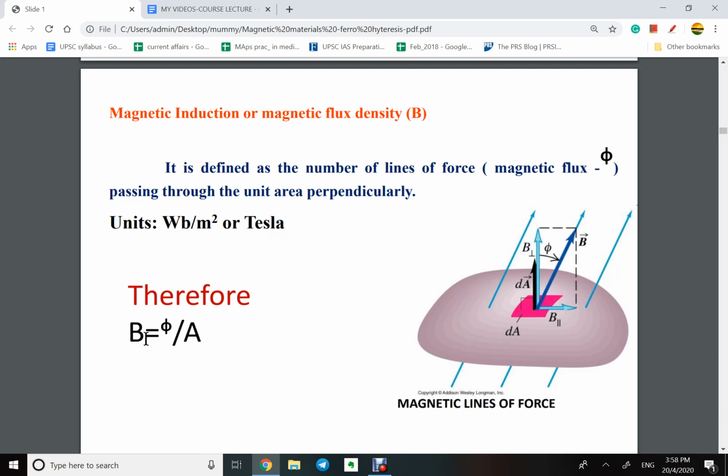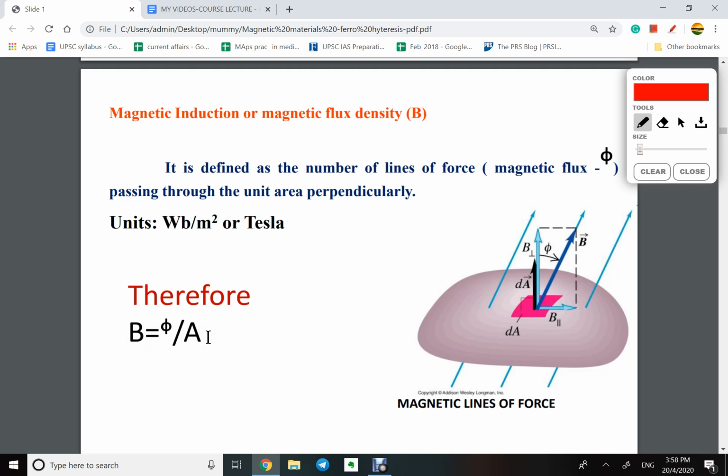Now what is the formula for magnetic induction? The formula for magnetic induction B is flux per unit area, therefore phi by A. Thereby we get the unit as Weber per meter square. This diagram illustrates how the magnetic lines of force just penetrate or permeate through the material.